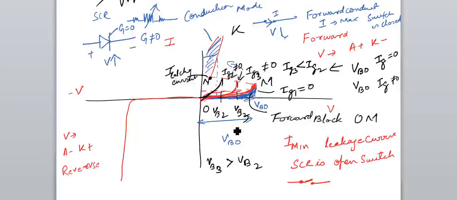We will discuss the blocking characteristics also. Let's discuss the blocking characteristics and then we'll move on. Here in the blocking characteristics, in the negative zone, the SCR provides very high resistance. Okay, leave it off. We will go to the next because it's too much time now. Okay, thank you.